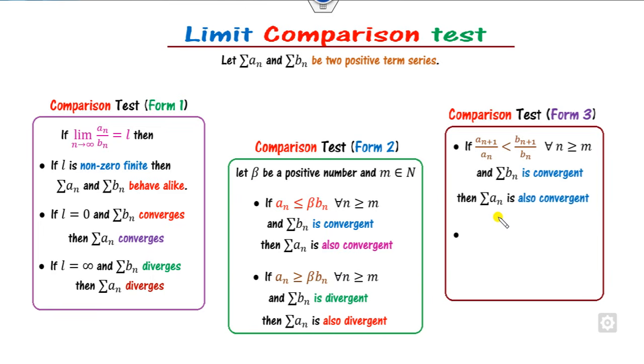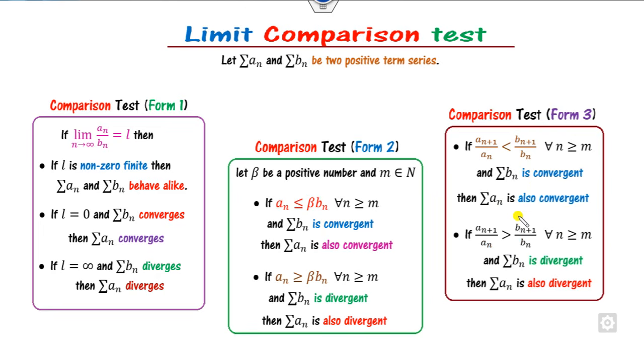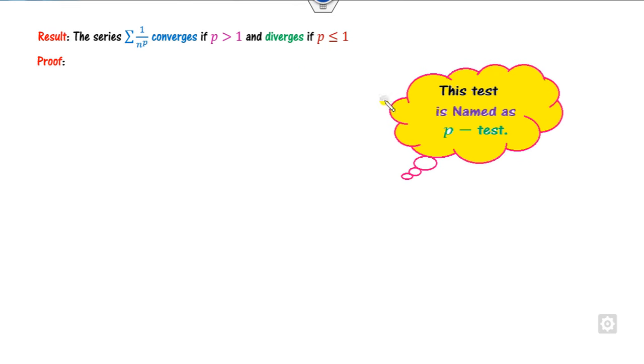The third form of this comparison test is: if you take the ratio of a_{n+1} over a_n and b_{n+1} over b_n, and you prove that b_n is convergent, then a_n is also convergent, while if you prove it is greater than, then it is divergent. This is the limit comparison formula. This is a very important test and very useful when you compare the convergence of infinite series.